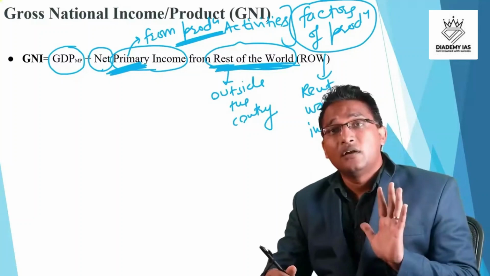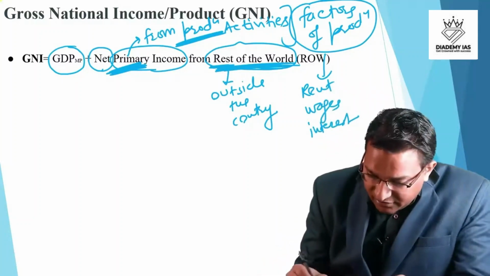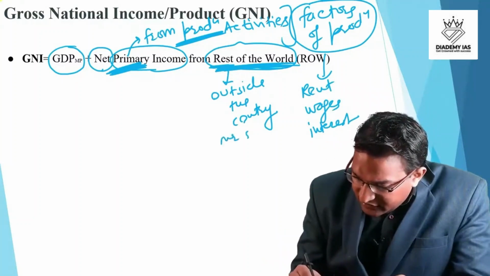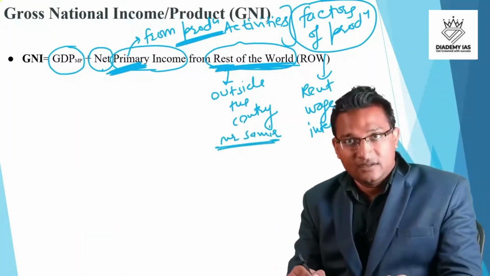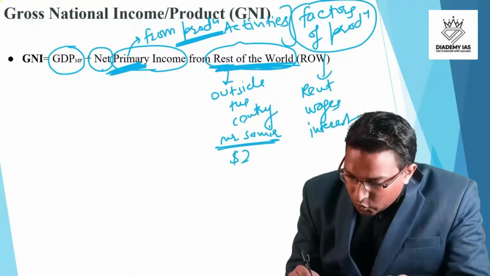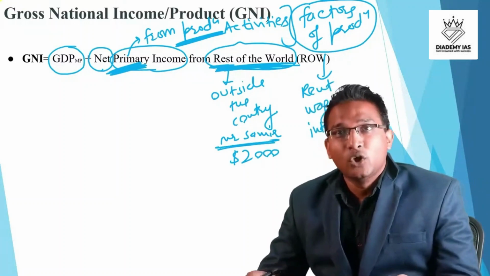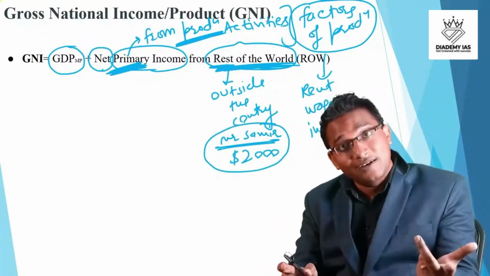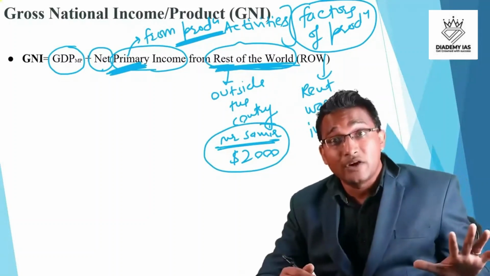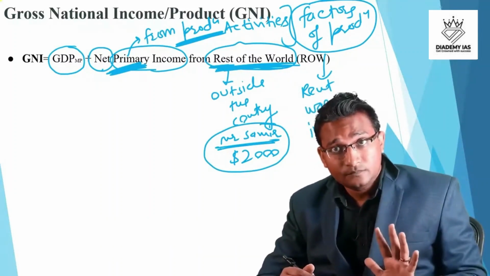So for example, we have Mr. Samir. Mr. Samir is working in USA as an IT guy, and he is earning $2,000 on a per week basis, right? So this $2,000 will be included in the GNP. However, it will not be included in the GDP. I hope you are very much clear.